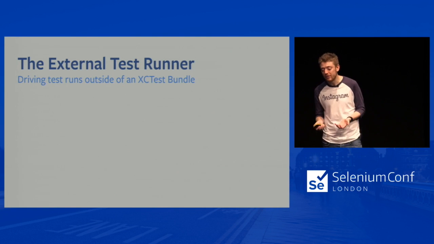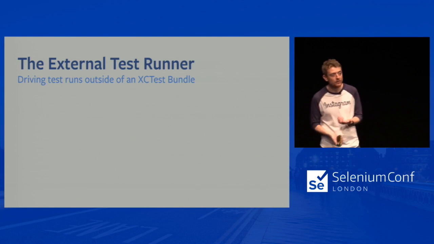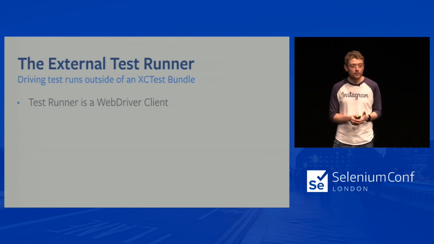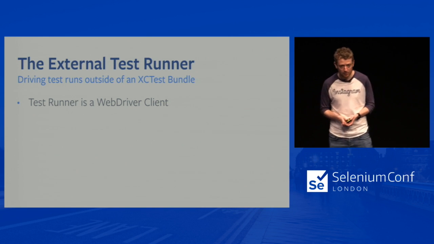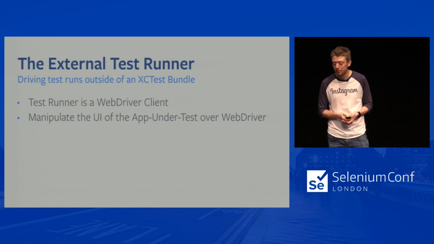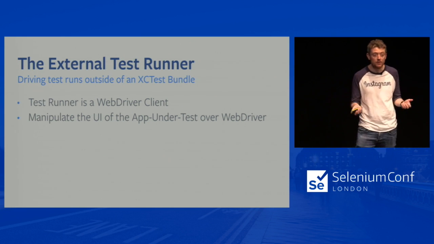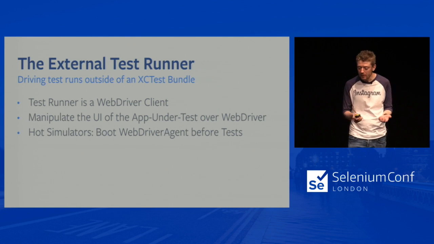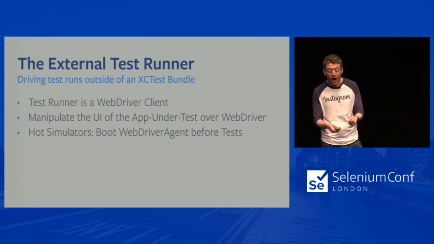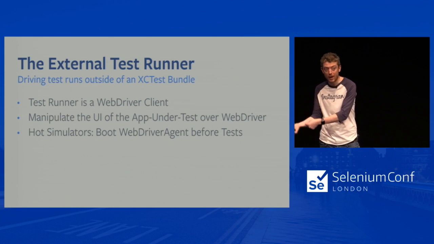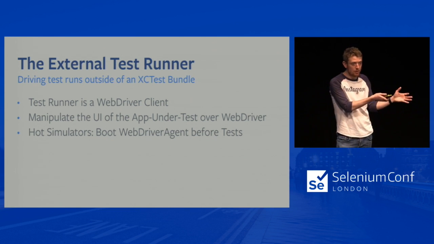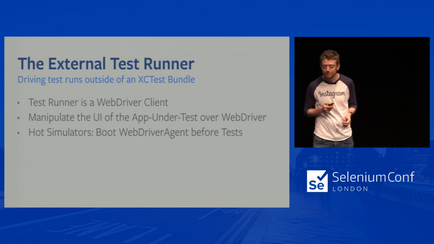So what are the benefits of having this external test runner, which means driving test runs outside of an XCTest bundle? A test runner is a WebDriver client, as we expect. We're going to use the WebDriver protocol to manipulate the UI of the app under test. It also has affordances for hot simulators. You can boot WebDriver Agent after you've booted the simulator, but before you run tests. So again, you can see that this is useful for the hot simulator approach that I showed in the sequence diagram earlier.